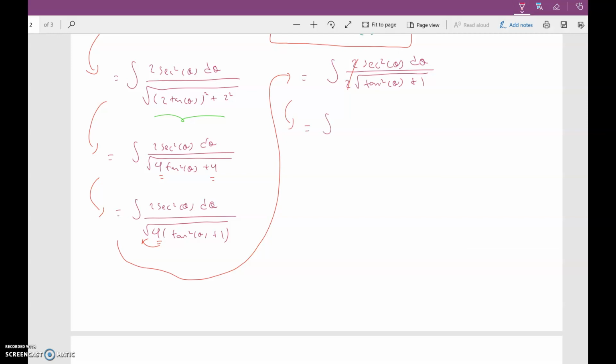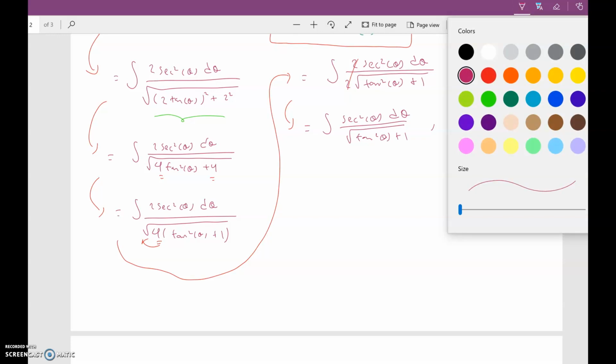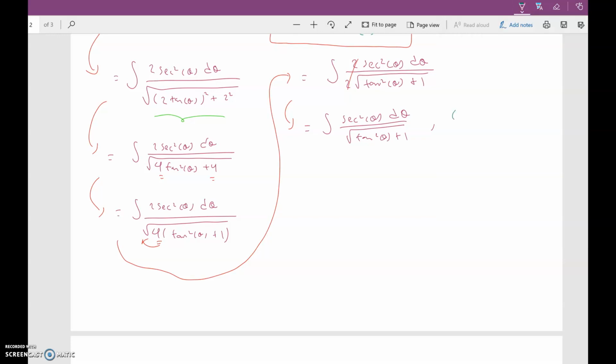So in this case, you're looking at the integral of secant squared of theta d theta over the square root of tangent squared of theta plus 1. So the identity that I want to use is technically the fact that tangent squared of theta plus 1 is equal to secant squared of theta. Okay, so we're looking at the integral of secant squared of theta d theta on the numerator, and the denominator, tangent squared plus 1 is just going to be a secant squared of theta.